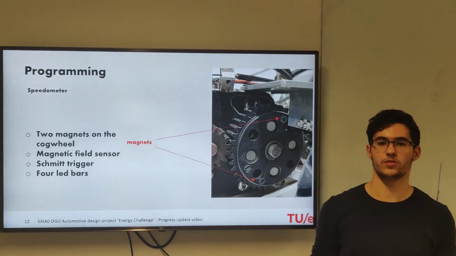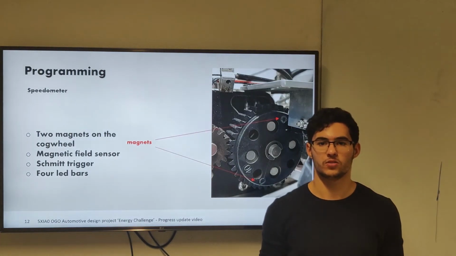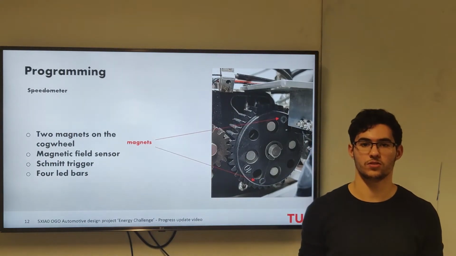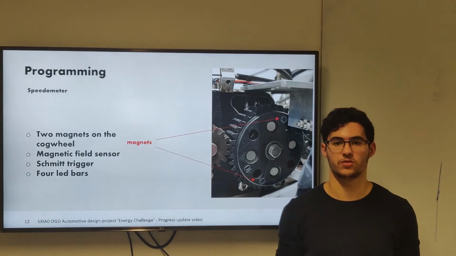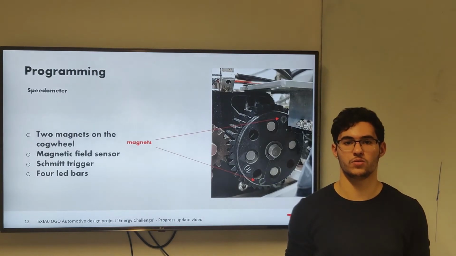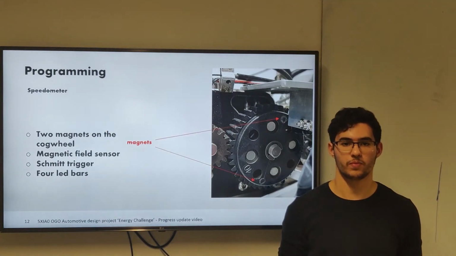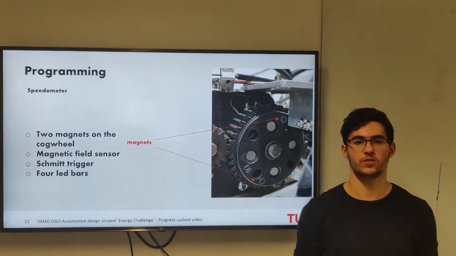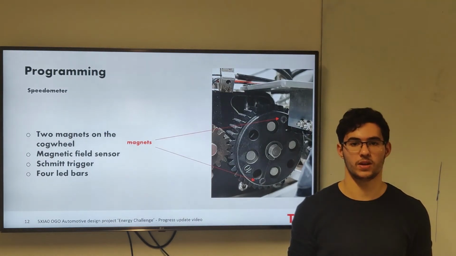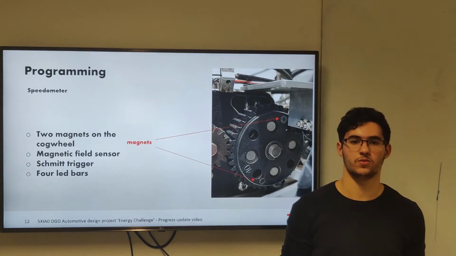The sensor output is connected with the Schmitt trigger. The Schmitt trigger converts the output of the sensor into either a digital 0 or a digital 1 and sends this to the Arduino. This is to provide a clear signal to the Arduino. An LED bar on all sides of the model car will be used to display the speed of the driver so the driver can know how fast he is driving.